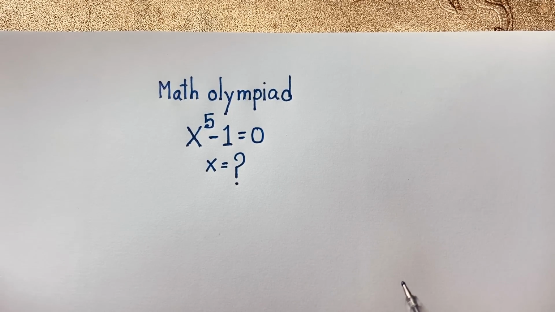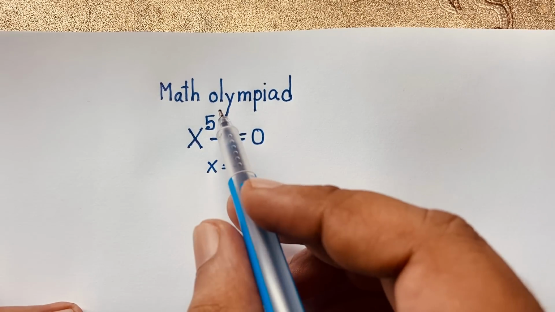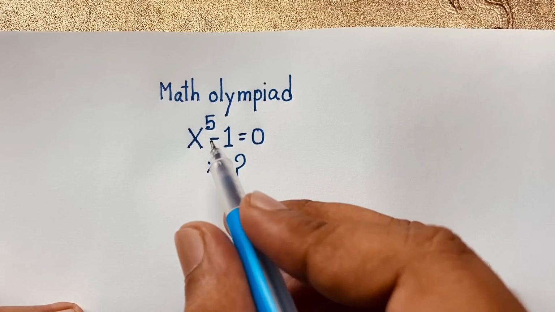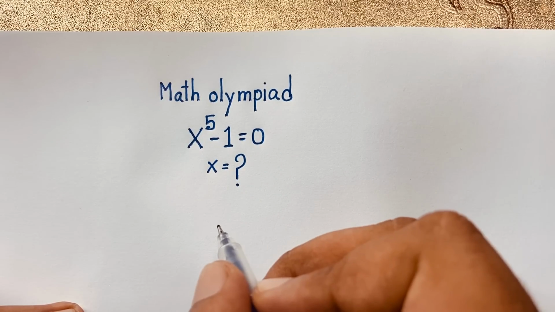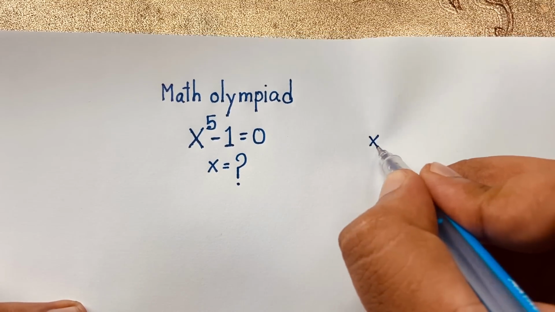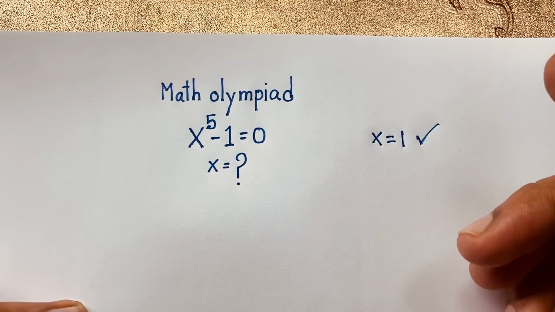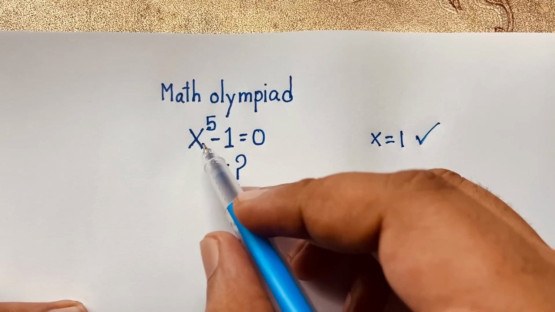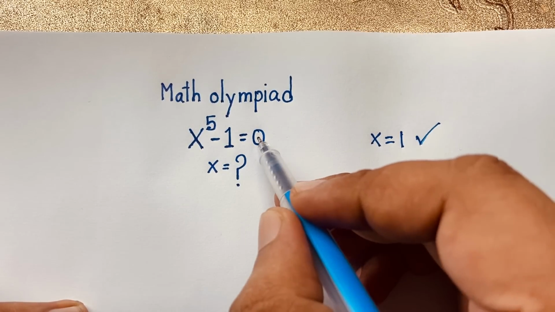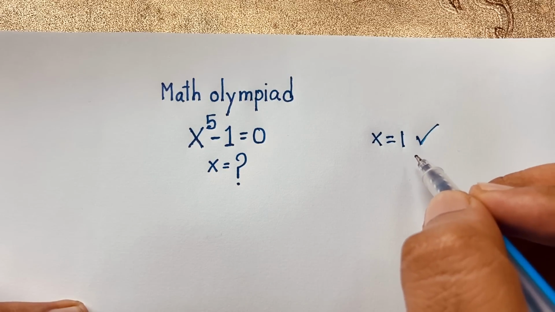Today we have solved a nice maths Olympiad question. This question is x to the power 5 minus 1 is equal to 0. We'll find out what is the value of x in this exponential math problem. But you can easily see x is equal to 1. This is our answer. Because if I put this 1 here, 1 to the power 5 will be 1, and 1 minus 1 will be 0. So you can see easily x is equal to 1. This is our right answer.